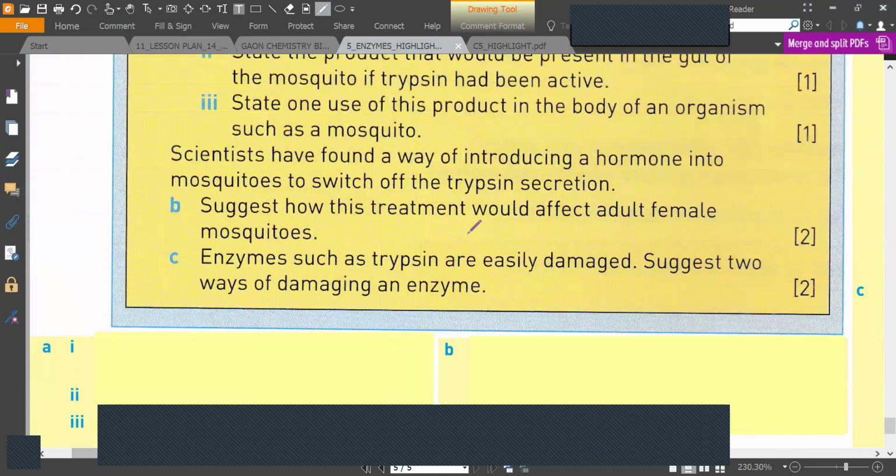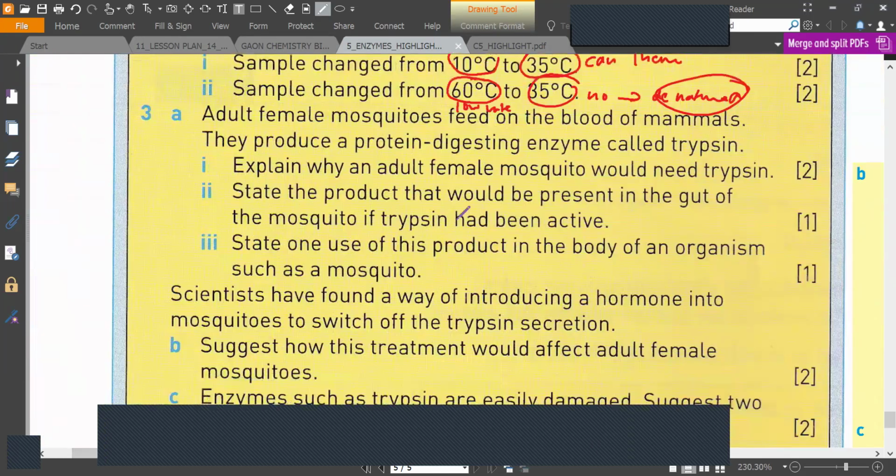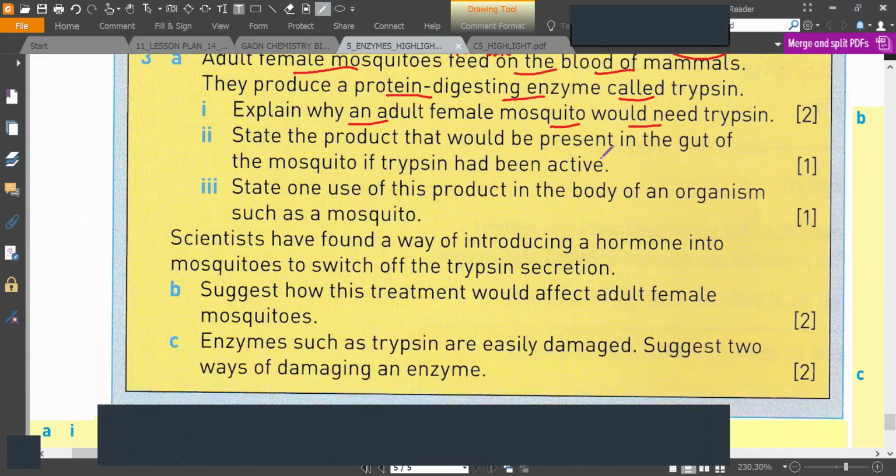Next, question 3. Here we have the adult female mosquito, which feeds on the blood of mammals. They produce a protein digesting enzyme called trypsin. Explain why the adult female mosquito would need trypsin.